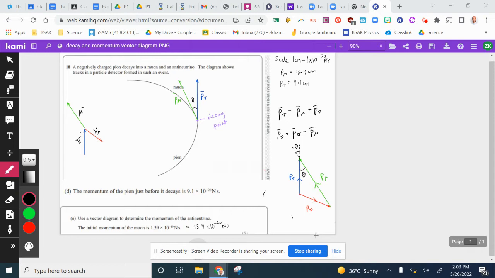When the muon is produced, it starts to curve off in that direction there. The tangent of the curve will reveal the direction of the muon just before it moves off and is produced, and that's this direction here. So it's produced at this point, and at that point, the tangent to the curve shows that it's moving off in this particular direction. So then you've got the momentum vector for the muon at the point of production.